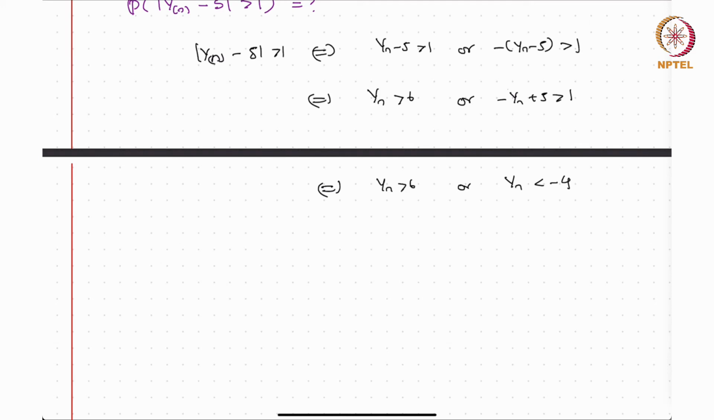Yeah, less than minus 4. Very good. Less than plus 4, sorry. Very good. This is what you'll have, right? So there are two possibilities. If yn is less than 4, it's at least by distance 1 from 5.